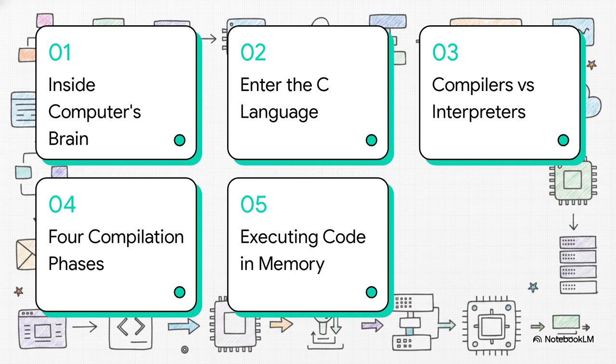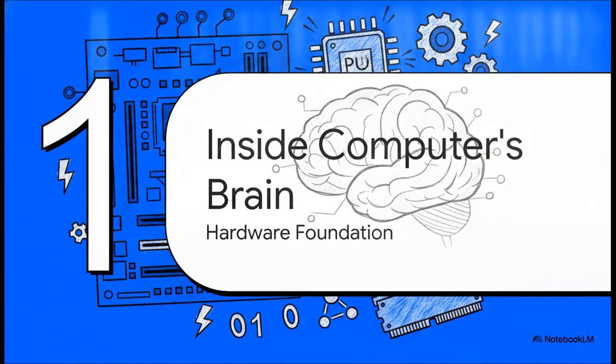Just to give you a quick roadmap, here's our agenda. First, we'll look inside the computer's brain. Then we'll introduce the C language, compare compilers versus interpreters, break down the 4 compilation phases, and finally, look at executing code in memory. Okay, part 1, inside the computer's brain.